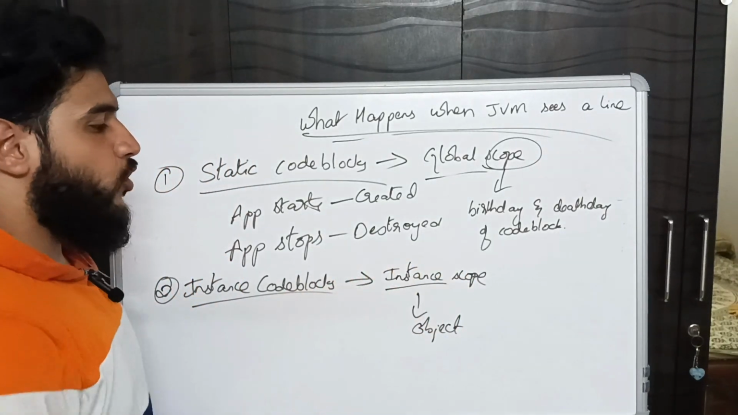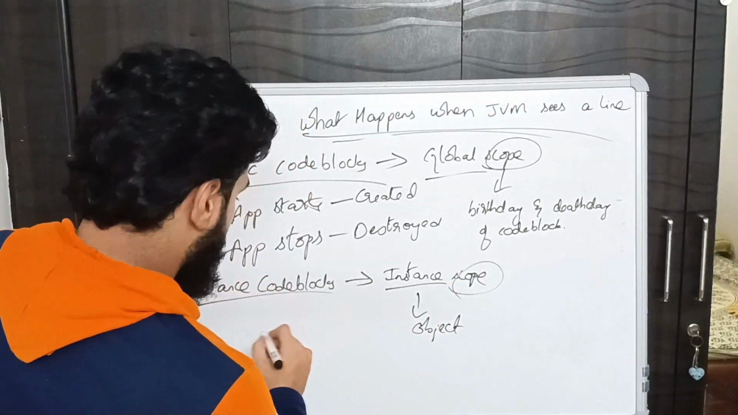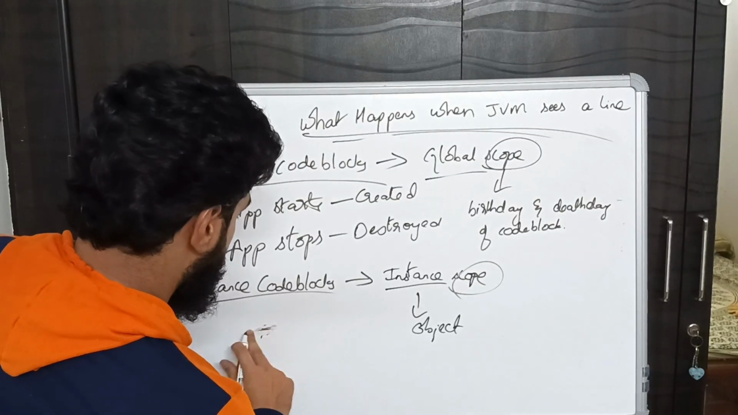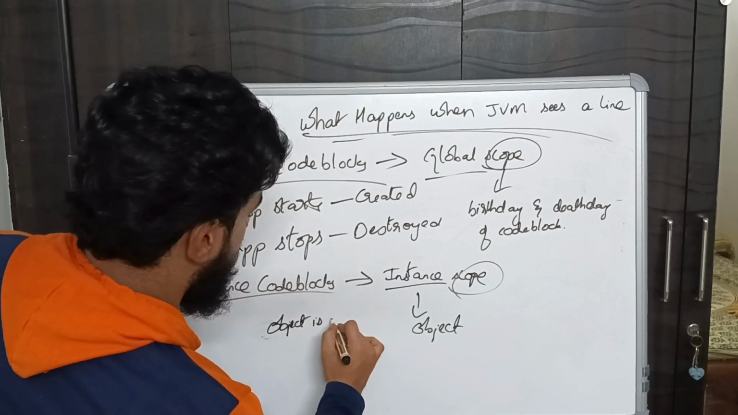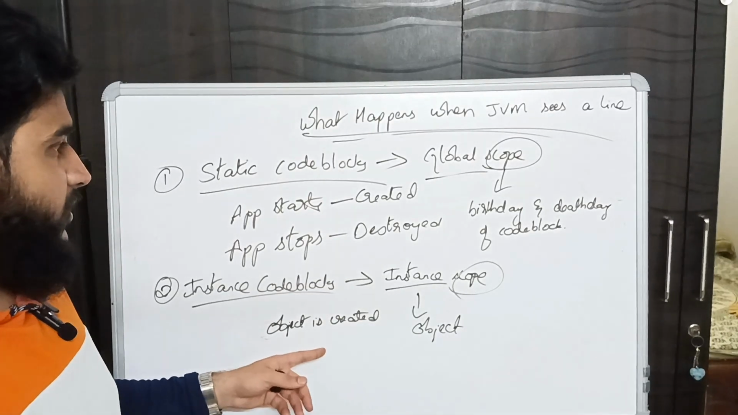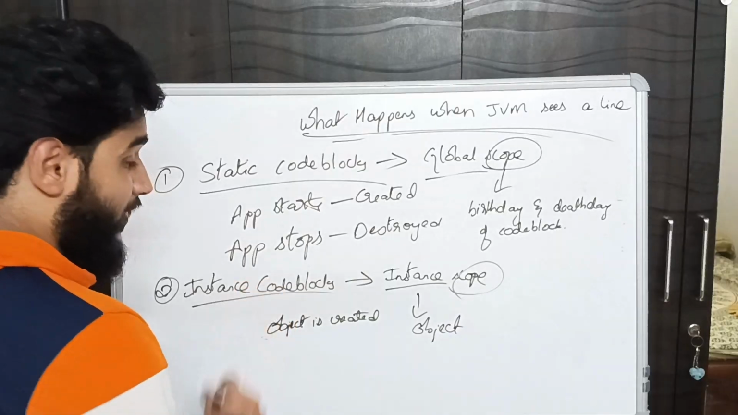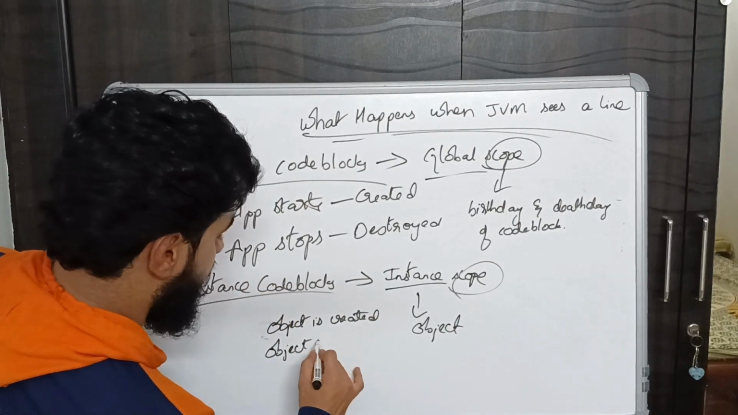So this scope, which is the instance scope, is basically alive when the object is created. Okay, this is the birth or the creation time of these instance code blocks. When does it die? Well, when the object is destroyed.